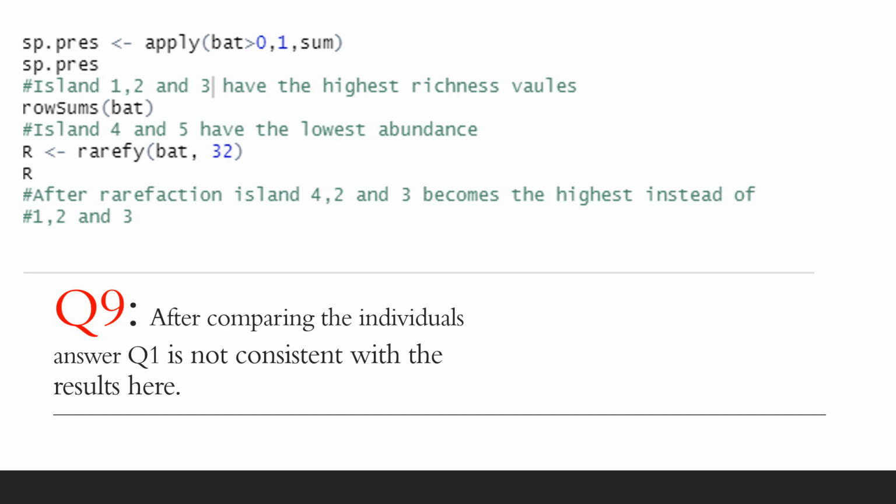And also it allows the calculation of species richness for a given number of individuals sampled based on the construction of the rarefaction curve. So after the rarefaction, we have Island 4, 2, and 3 becoming the highest instead of 1, 2, 3. If you compare this with the answers we got from question 1, they are not consistent.